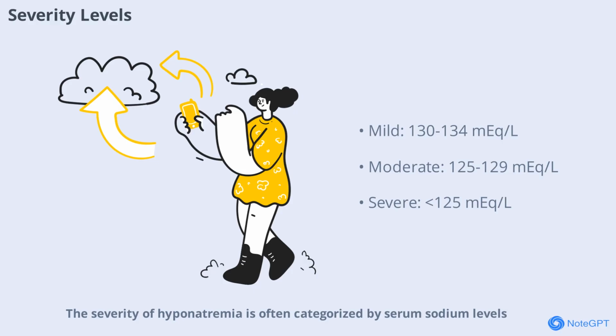Severity of hyponatremia is often categorized by serum sodium levels. Mild hyponatremia ranges from 130 to 134 mEq/L, moderate from 125 to 129 mEq/L, and severe is anything below 125 mEq/L. The lower the sodium, the higher the risk for serious complications like brain swelling, seizures, and respiratory distress. It's important to monitor these levels closely, especially in hospitalized patients or those with underlying health issues.